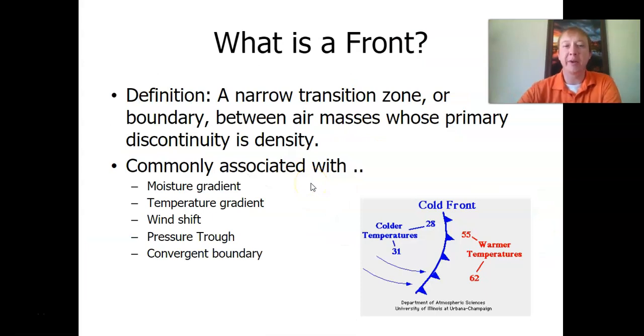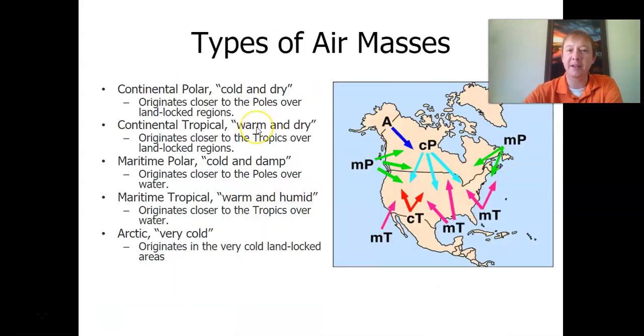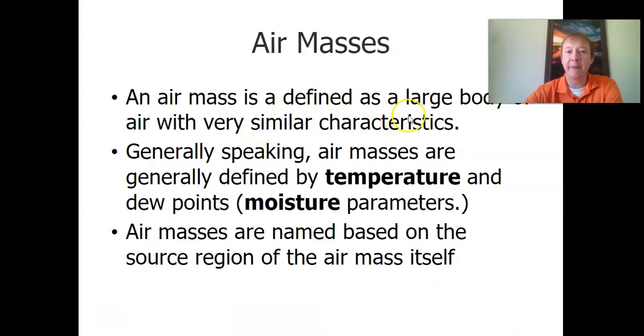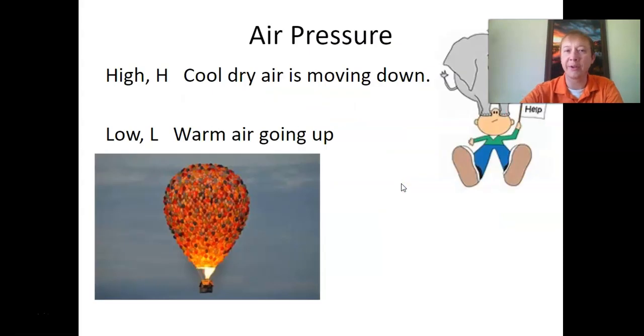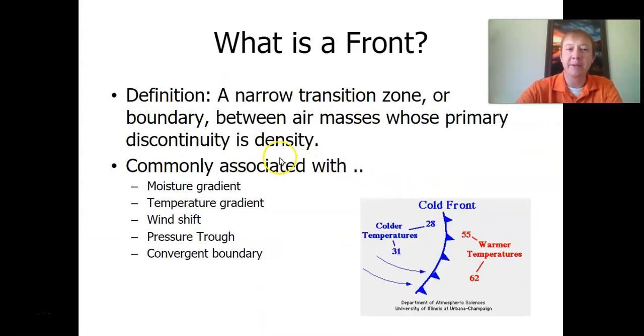Alright, so whenever we have a boundary or transition zone between air masses, we call this a front. Remember, an air mass is basically a large body of air with similar characteristics throughout it. So it's going to have similar temperature and similar moisture levels throughout the entire air mass. Okay. So a front is that boundary between the air masses, and at these boundaries we normally see some key differences and key shifts.